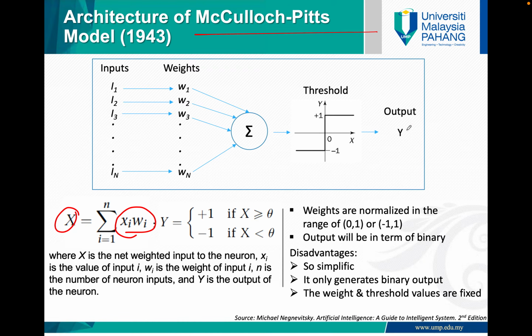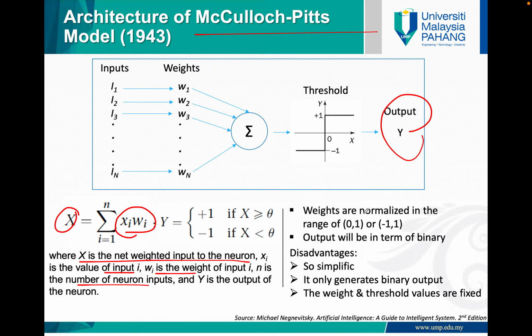And then you already have the output value here, and then you will compare. So if x, this value x, is greater than the threshold value here, you add 1. If x is less than the threshold, minus 1. So x is the net weighted input to the neuron. Xi is the value of input, W is the weight, N is the number of neuron inputs, and Y is the output of the neuron.